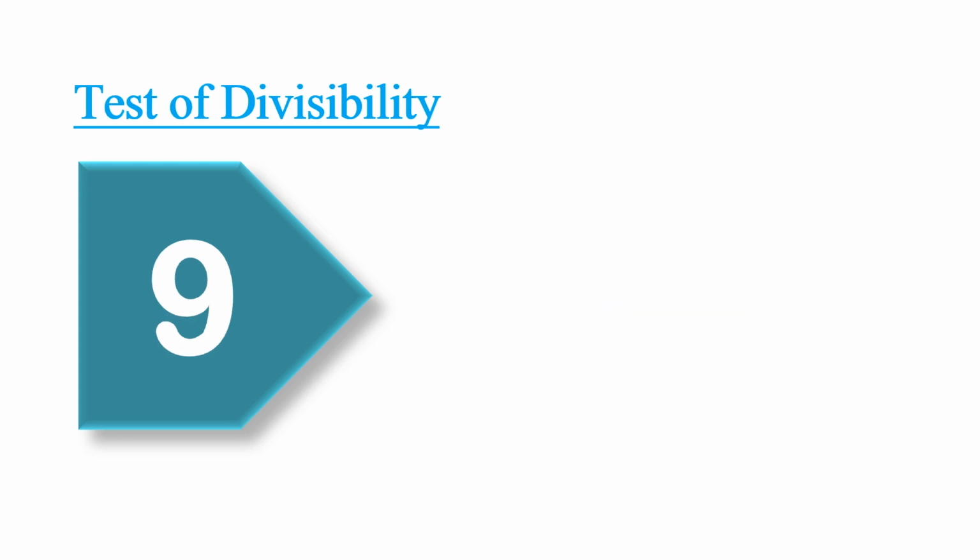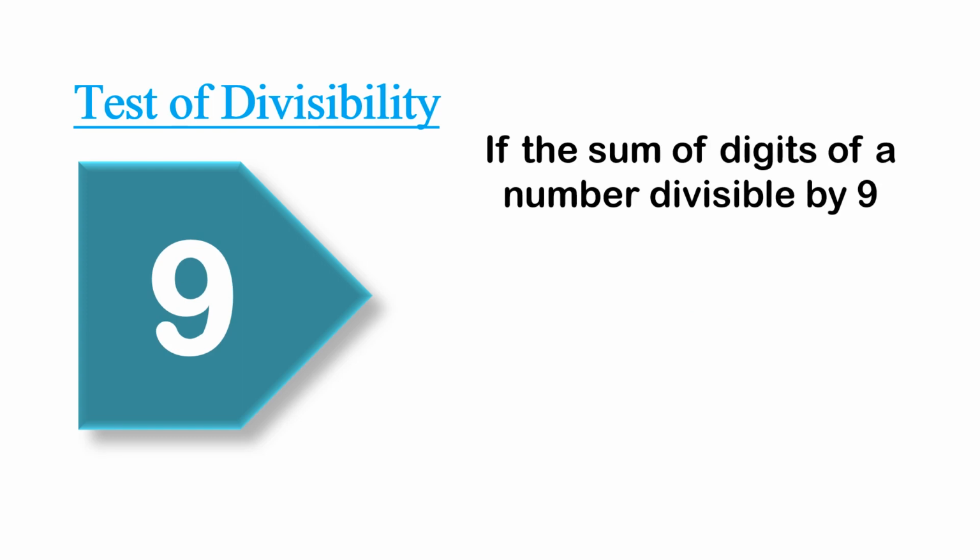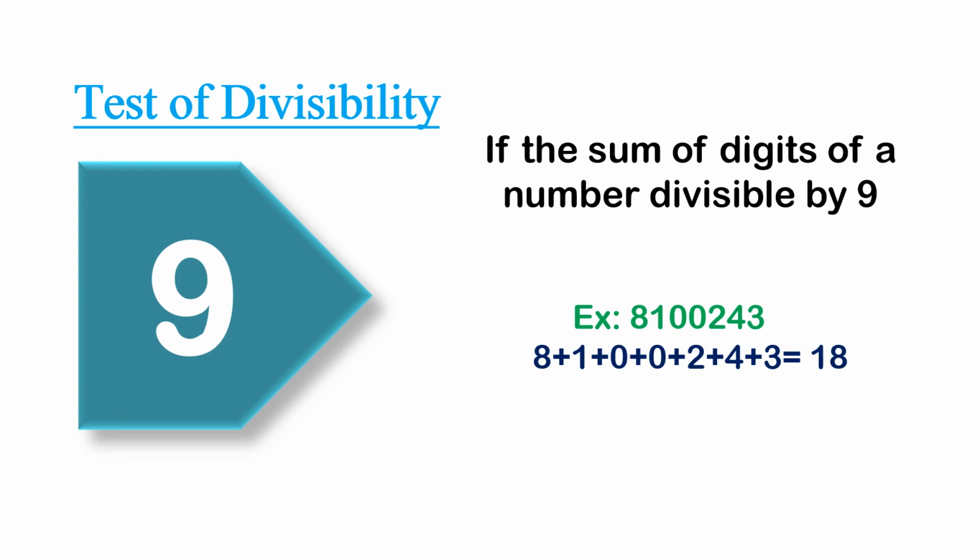Test of divisibility of 9. This is similar to 3 only. If the sum of digits of a number is divisible by 9, then the whole number is divisible by 9. In the first example, 8 plus 1 plus 0 plus 0 plus 2 plus 4 plus 3, which is equal to 18. 18 is completely divisible by 9. Hence the number is divisible by 9.